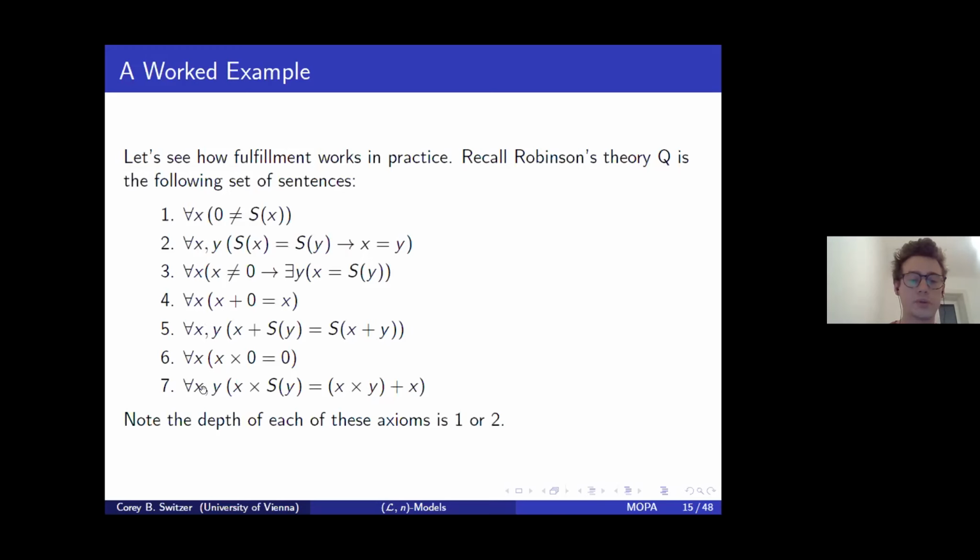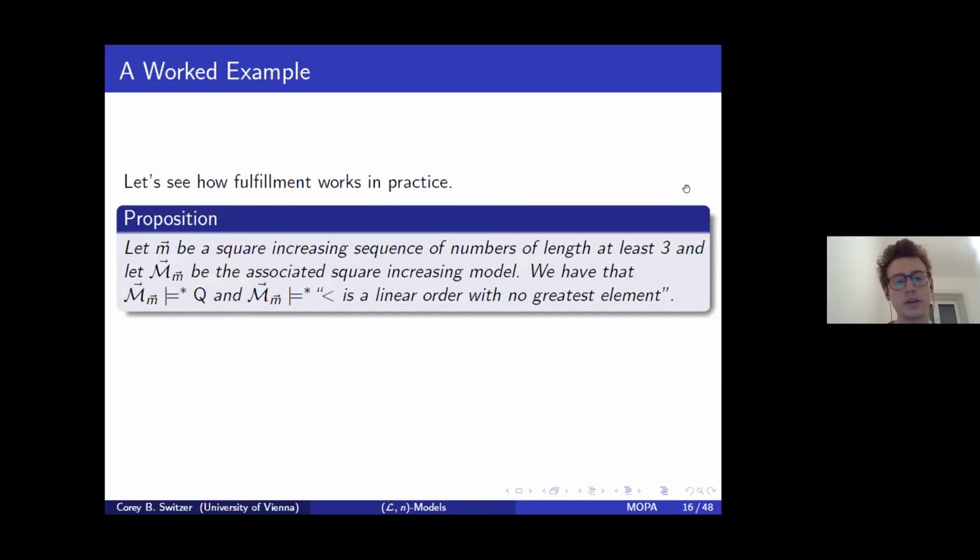The thing that'll be important on the next slide is that every single one of these sentences has either one quantifier or two quantifiers. If I wanted to be really careful, I probably should have put a for all for each one, but I didn't. So the proposition is that if I have a square increasing model of length 3, why 3? Because I needed it to be bigger than 2.